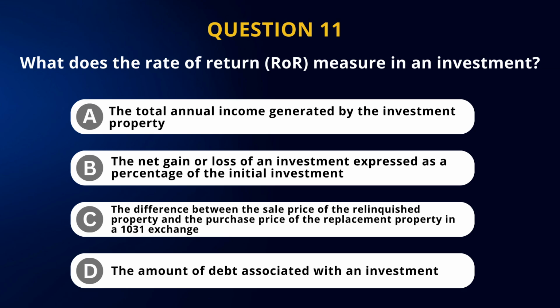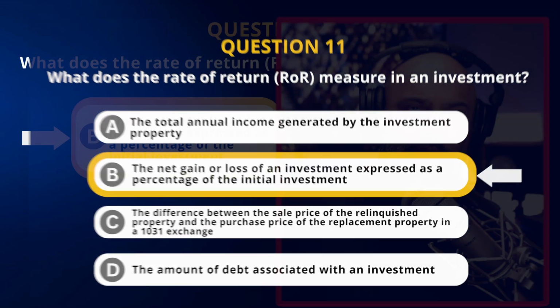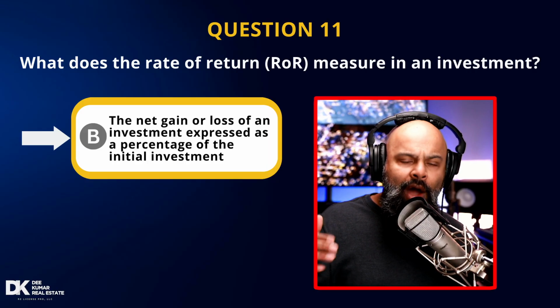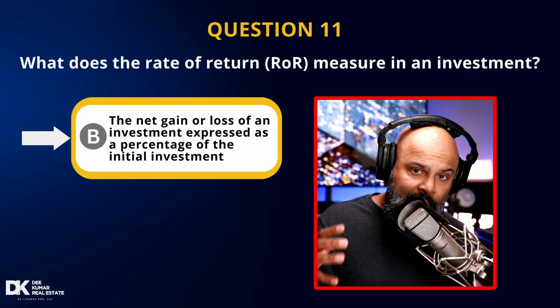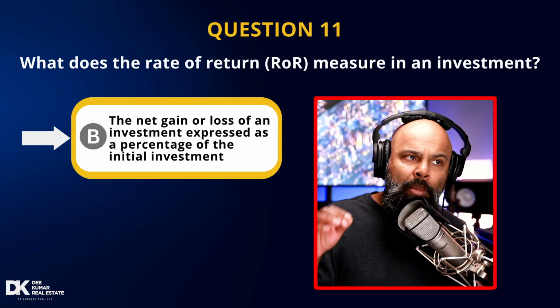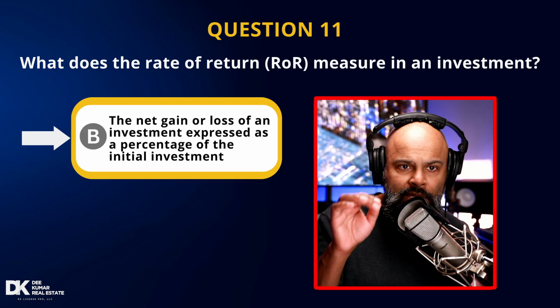Answer? Letter B, the net gain or loss of an investment expressed as a percentage of the initial investment. ROR, rate of return, is something that you just want to know the basic calculation. We do it in our math book. You can find that in the link below. We cover a bunch of those calculations, rate of return and a lot of other things like capitalization, et cetera. Or look on our site and you might find a couple of references to it as well.